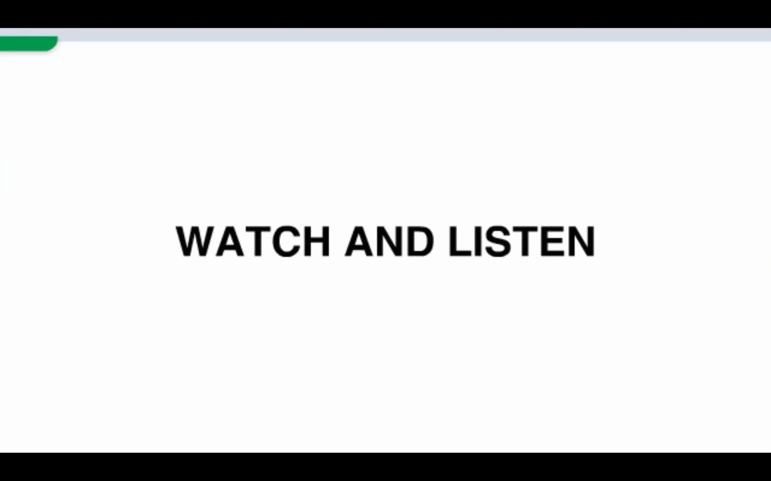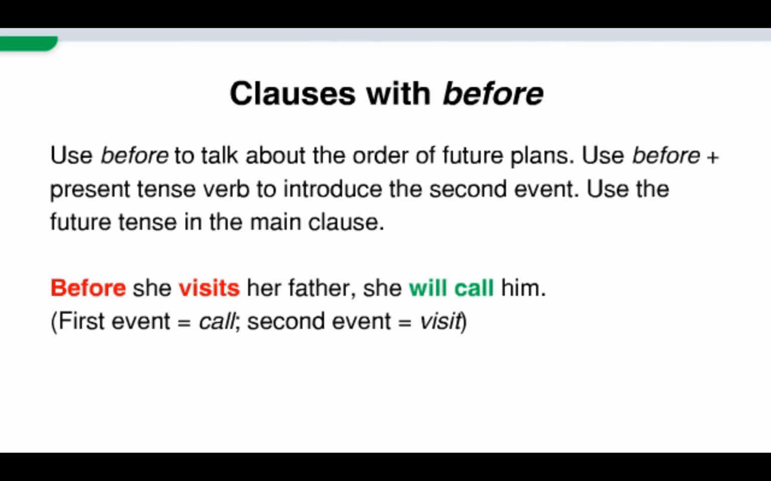Watch and listen. Clauses with before. Use before to talk about the order of future plans. Use before plus a present tense verb to introduce the second event. Use the future tense in the main clause. Before she visits her father, she will call him. The first event is call. The second event is visit.